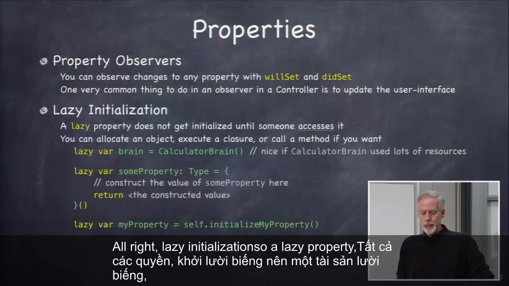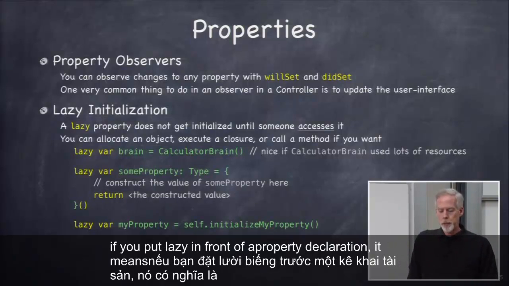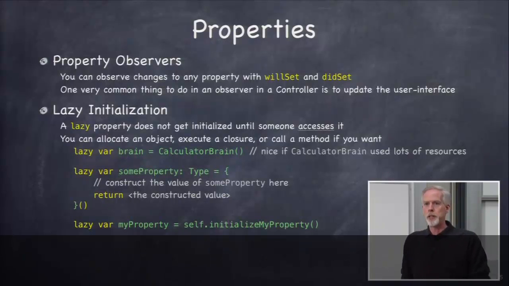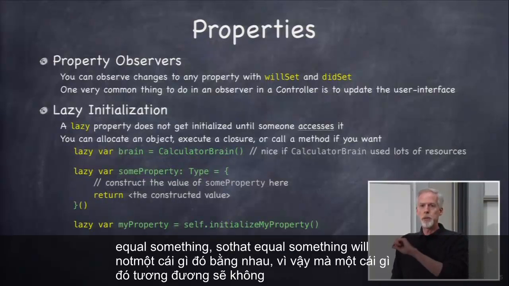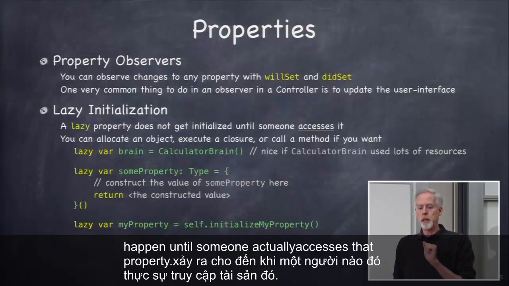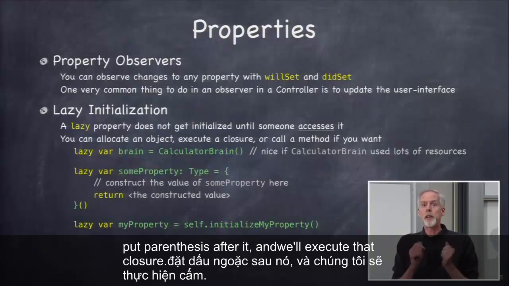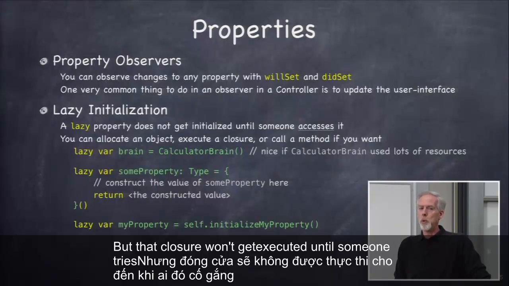All right, lazy initialization. If you put lazy in front of a property declaration, it means it does not get initialized until someone accesses it. That's true whether it's initialized with equals something, which will not happen until someone actually accesses that property, or by putting a closure there with parentheses after it. That closure will initialize the property, but it won't get executed until someone tries to get it.